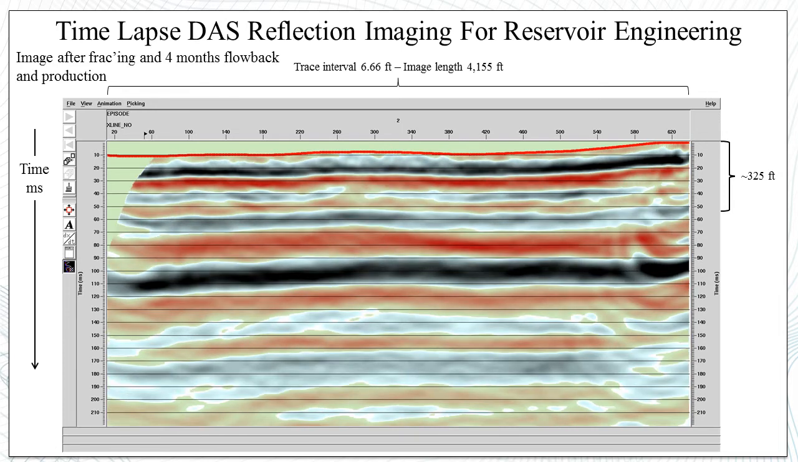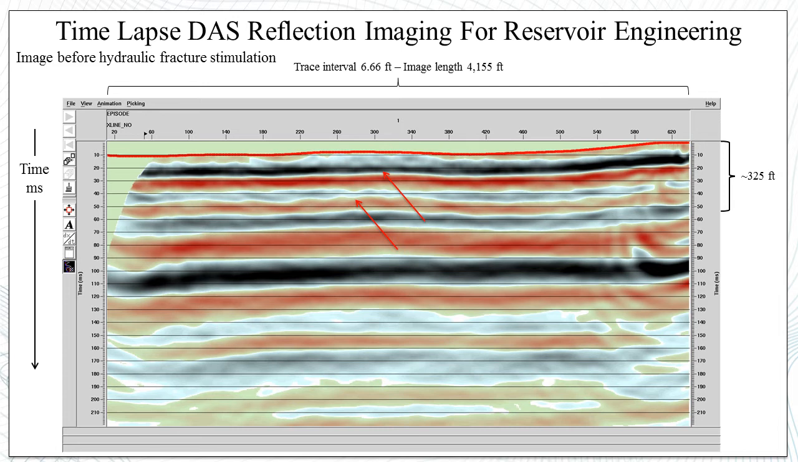This is the reflection image that came from the first time-lapse data set, recorded about 4 months after fracking. They put the well on flowback and, of course, into production right away after that, or continuously with that. So there are some pretty significant changes that we can see in this reflection image, and I'll emphasize those in the next 3 slides.